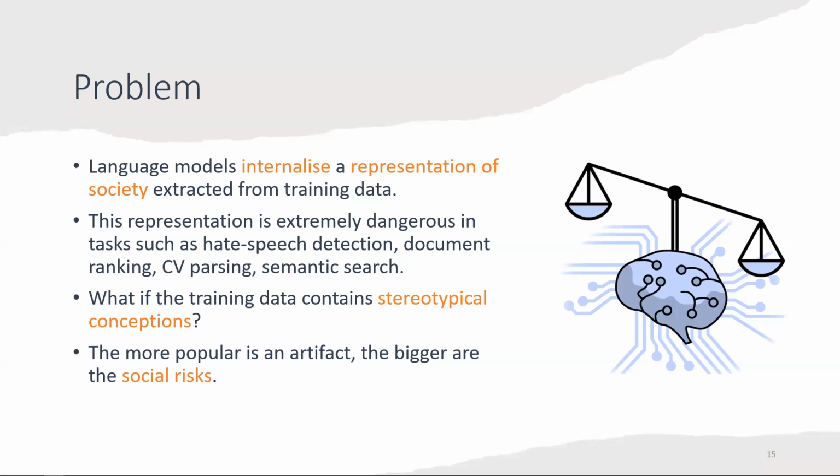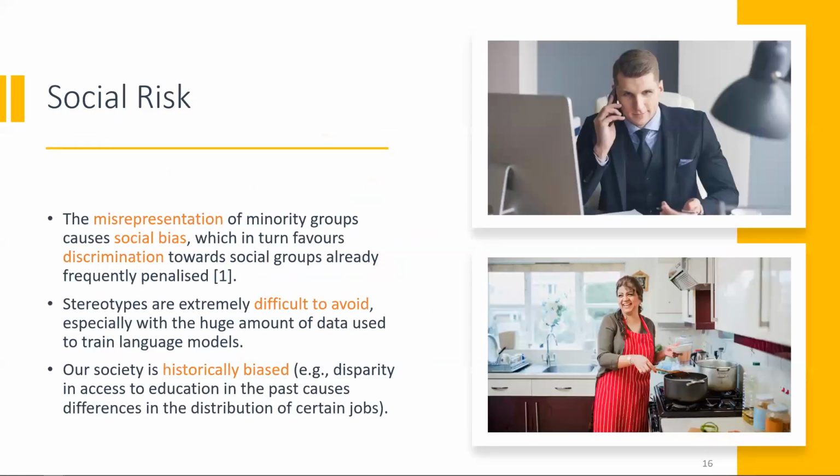And nowadays that these models are extremely popular and becoming more and more popular, actually, the social risk is also increasing. So as I said, the problem is the misrepresentation of minority groups that causes this so-called social bias. And of course, it runs the risk of strengthening discrimination for social groups that are already frequently penalized in our society.